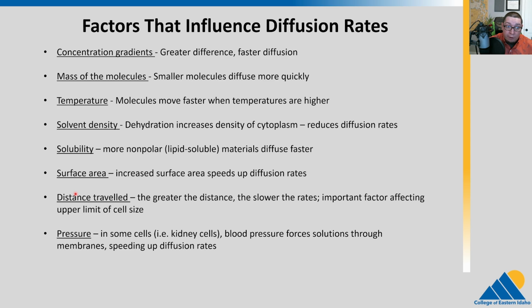The amount of surface area. Coming back to this one, right? More surface area means you can diffuse things much faster. That's why we talked about the intestinal cells. Intestinal cells have all those little finger-like projections on there to increase surface area, faster diffusion. Then the distance traveled, right? Again, we said smaller cells, things diffuse faster in them. That's why we have limits on cell size. And then pressure. Pressure is a weird one in some organisms, in organs like the kidneys. Kidney cells, blood pressure forces things through the membrane, speeding up the diffusion rate.